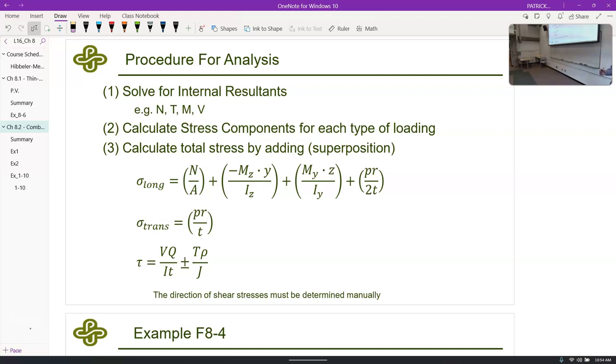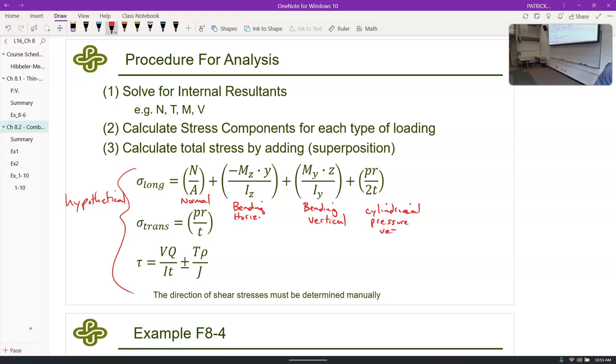And if we look at the hypothetical, what are all the types of forces that could be added together in this combined effect? That longitudinal force, we could have a P over A. This is normal force. This is bending about the horizontal axis. This is bending about the vertical axis that we had in the biaxial bending case. And this is your cylindrical pressure vessel case. So in the worst case scenario, you have four types.